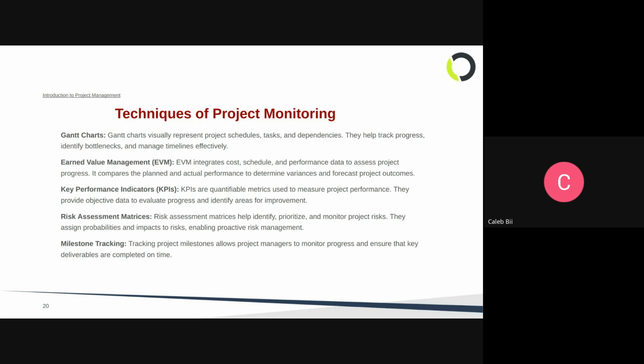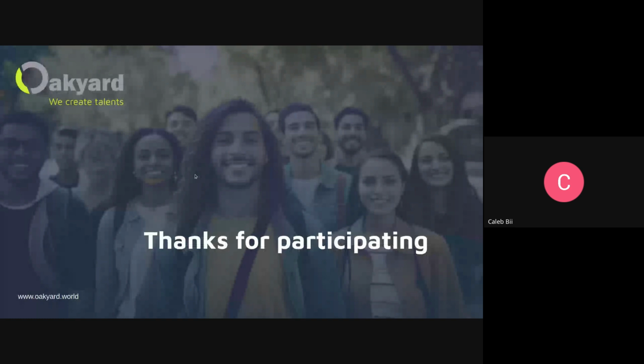Then we have milestone tracking. For this technique of project monitoring, you track the progress of the project: if the deliverables have been met, if the actual KPIs have been met, if certain goals have been attained. We call it milestone tracking. So these are the various techniques that we have, and that marks the end of the monitoring stage for us.